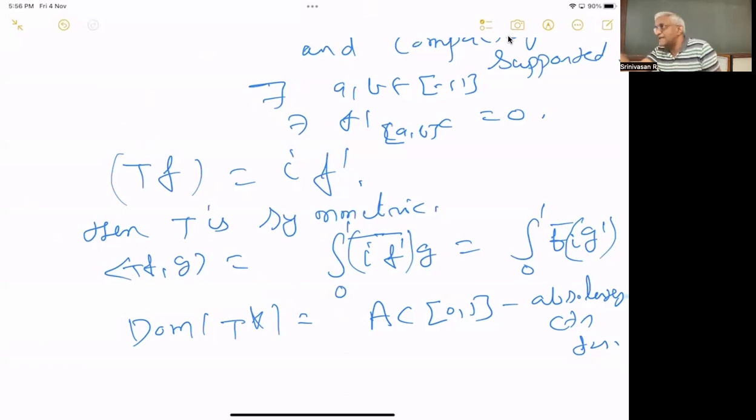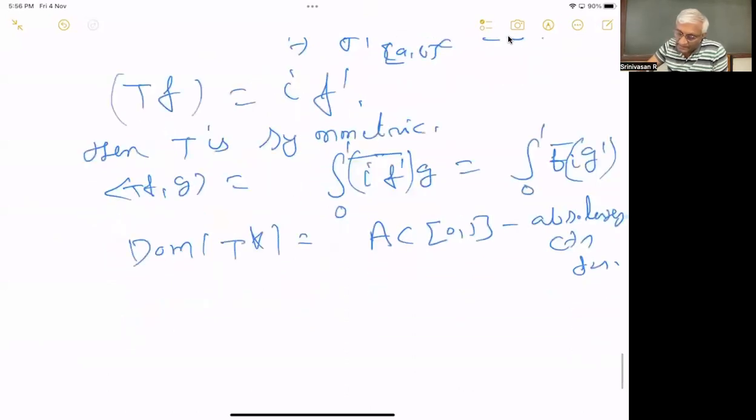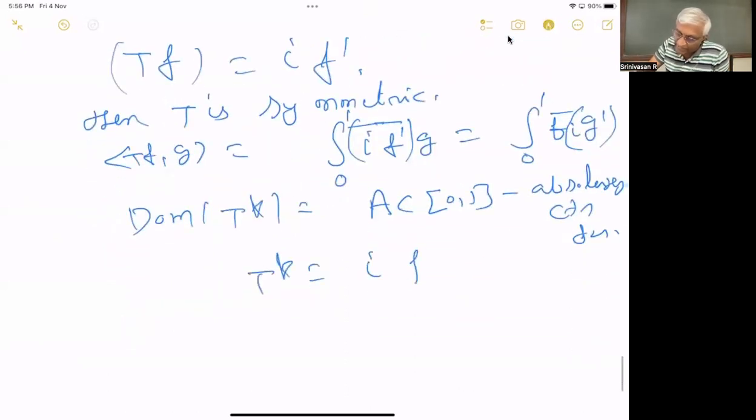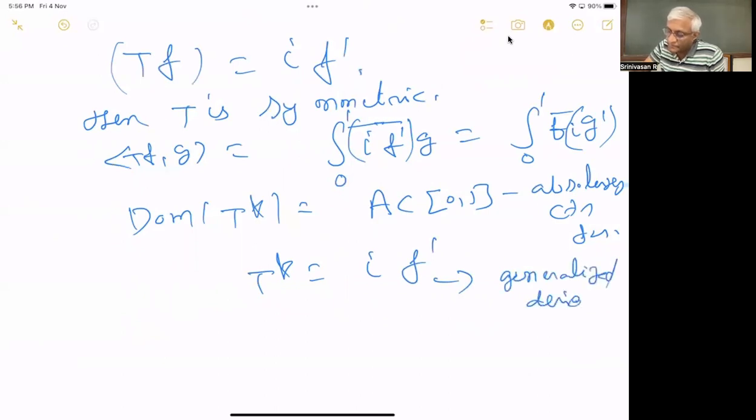Then that derivative, whatever that derivative, will be the T star. Okay, T star is actually equal to i f prime. But this is the derivative defined through measure theory. Okay, this is the generalized derivative, which you can define through distributions, I think. There is a course in harmonic analysis or something where you can define distributions. So through distributions, you can define this. So T star will be that.